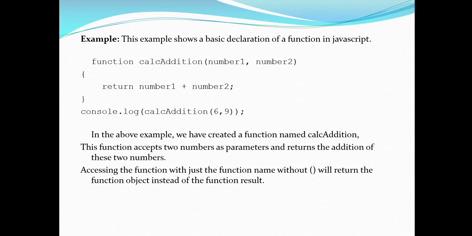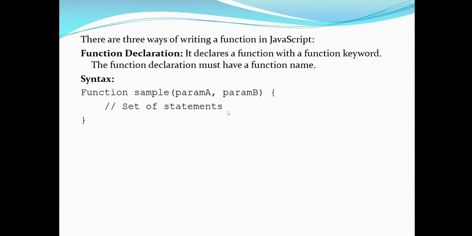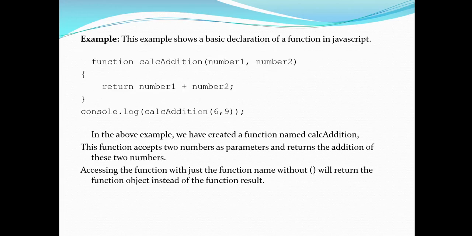It means you have to execute number 1 plus number 2, and then in console.log we are calling the function. This calc addition we have written again, whatever the function name was we have written here, and here we have passed number 1 and number 2. So while calling the function we have written the values also. We have seen how the declaration works. This is the way of declaring a function in JavaScript. So this way you will get the output.